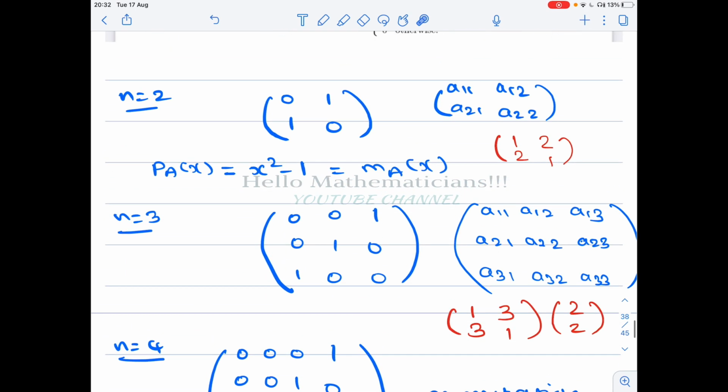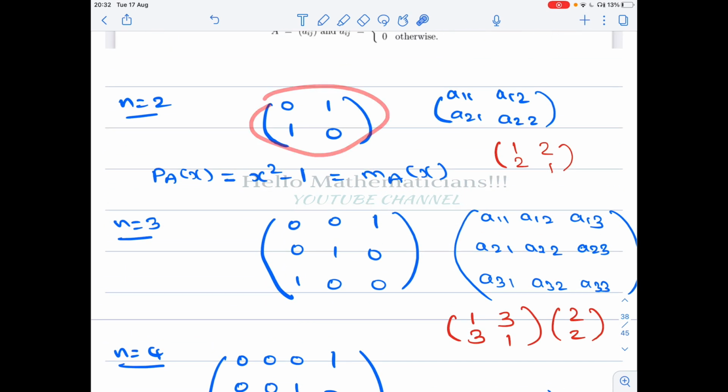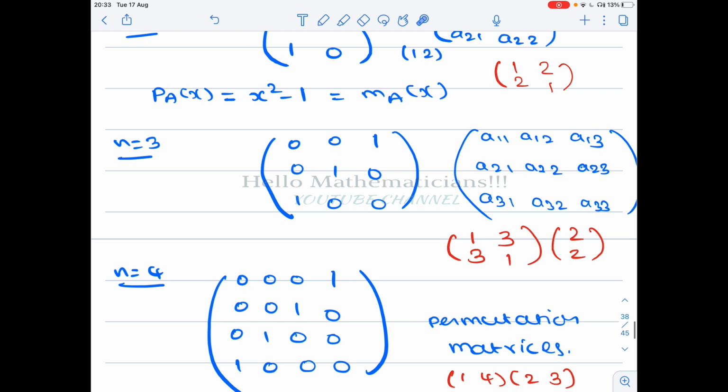Now if you notice, in this matrix, this is E1, this is E2, the standard basis. So in the place of 1 we have E2, in the second place you have E1. Therefore this corresponds to the permutation (1 2). In place of 1 you have 2, in place of 2 you have 1. So this is a permutation matrix corresponding to this permutation. If you apply this permutation to the rows of the 2 by 2 identity matrix, you get this matrix. Similarly here, in place of 1 you have E3, in place of 3 you have E1, in place of 2 you have E2. So 1 goes to 3, 3 goes to 1, 2 goes to 2. For this permutation, if you apply it to the rows of the identity matrix, you will get this matrix.